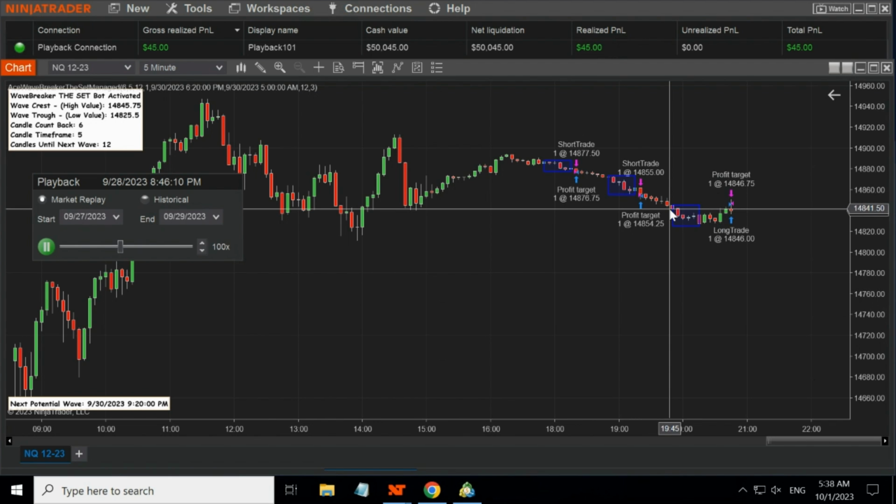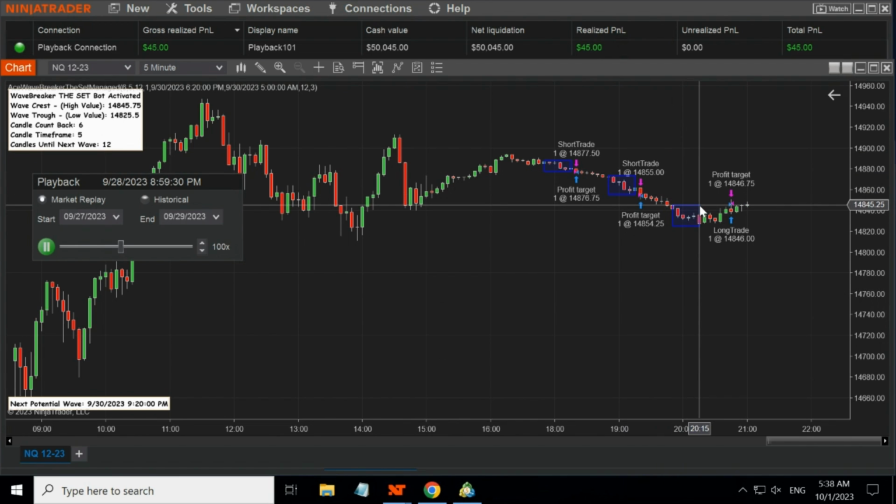And you can see I probably could have got a couple extra ticks there, but I was quite happy with the 3 ticks. Running 1 contract, 3 successful trades. That's $45 in profit, but minus your commissions, which is about $30, which is not bad for doing absolutely nothing but sit here and watch the trades occur. So that is how the bot works.